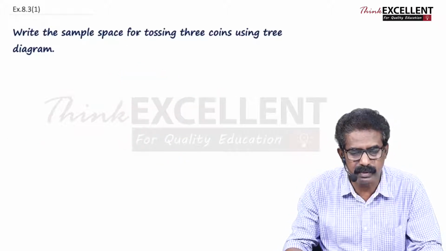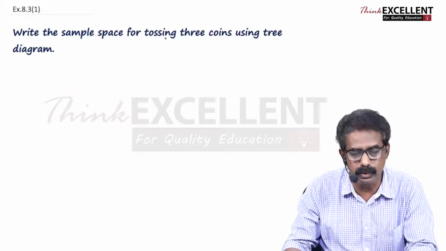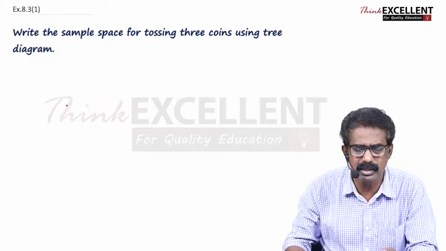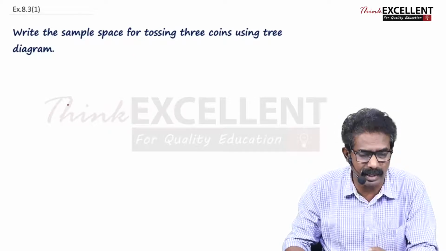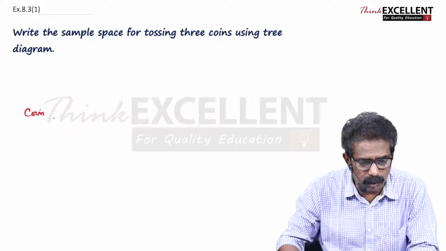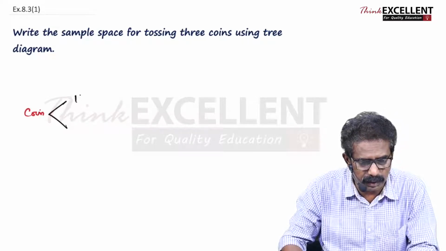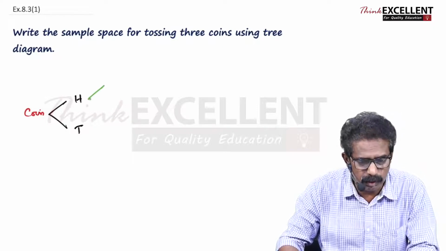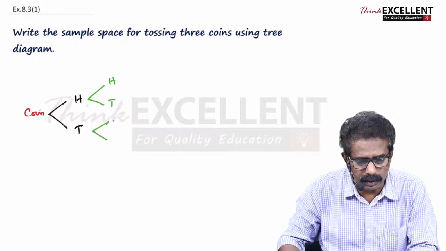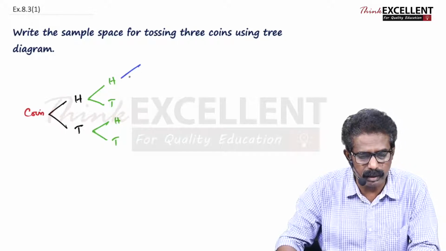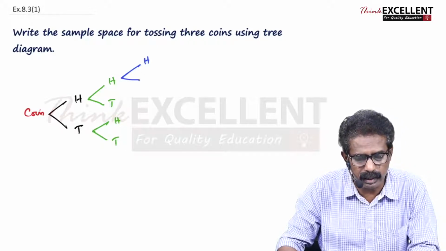Write the sample space for tossing 3 coins using tree diagram. Otherwise you can write it directly, but since they specified using tree diagram, you write that also. So when you toss a coin, you will get head, tail, right? So you'll get head or tail in the first case. Now we go for the second one. The second time you may get head or tail. Here also you may get head or tail. Then in the third one, here you may get head or tail.